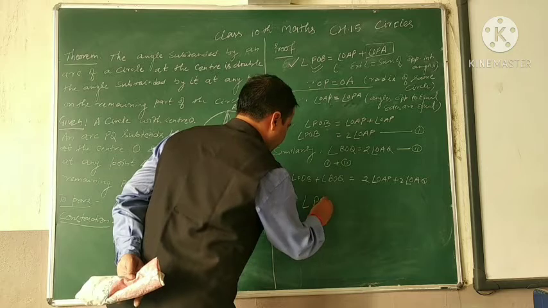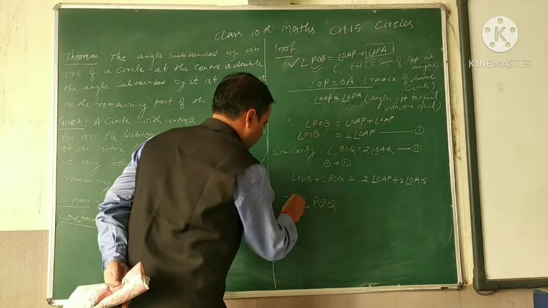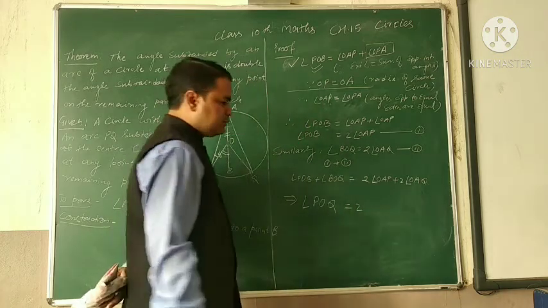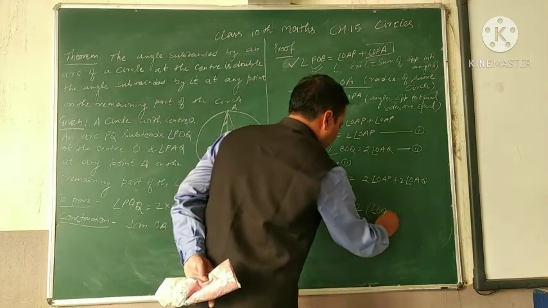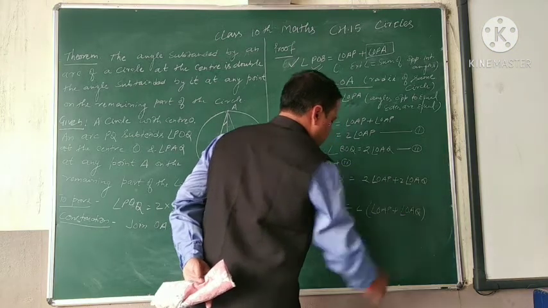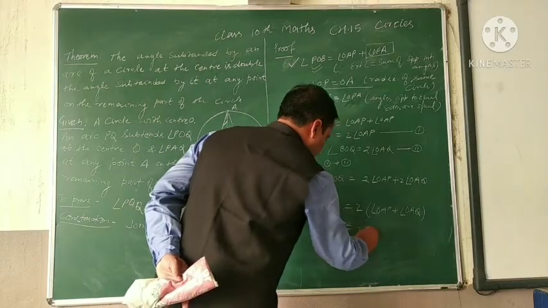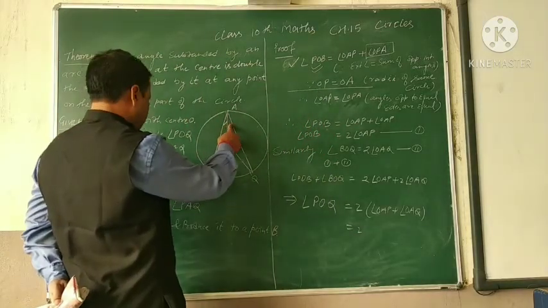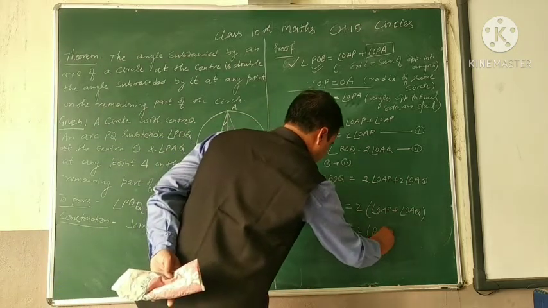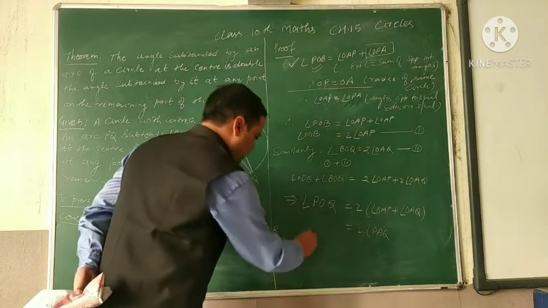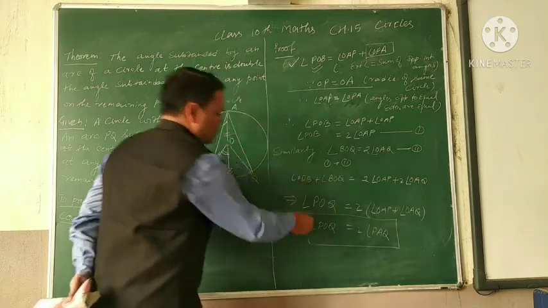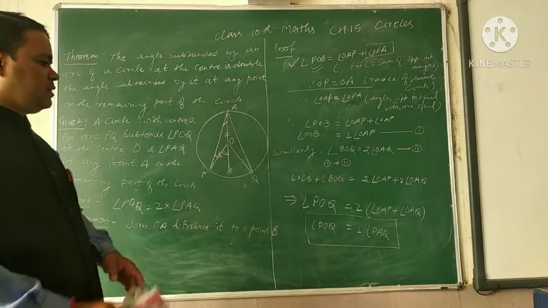Angle POQ. This implies that it is equal to this one, and here take 2 common. It will be angle OAP plus angle OAQ. And if we include these two angles, then this angle and this angle will be equal to angle PAQ, so 2 times angle PAQ. In this way, we can prove that angle POQ is equal to 2 times angle PAQ.